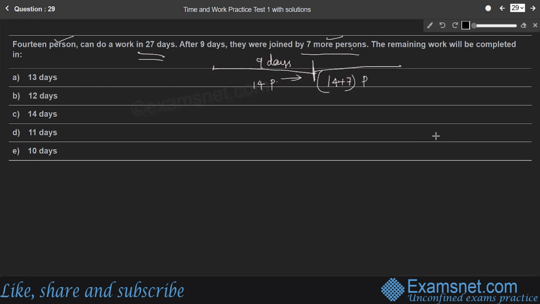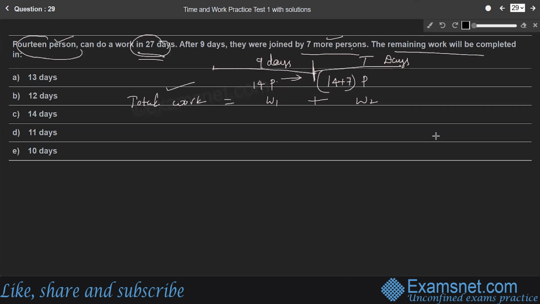So the remaining work will be completed in how many days? Say T number of days. If W1 is the first part of the work and W2 is the second part of the work, then W1 plus W2 becomes the total work. So what is the total work here? It is given that 14 persons can do a work in 27 days, so totally they take 27 days.